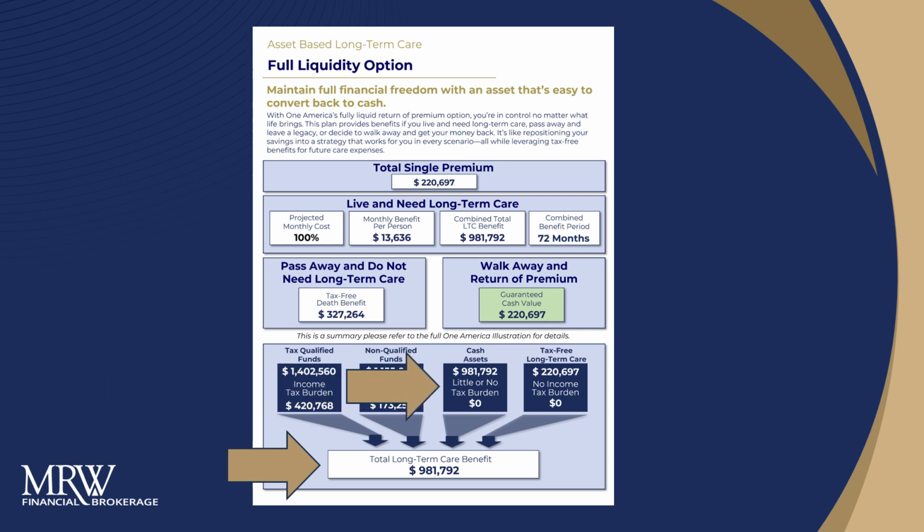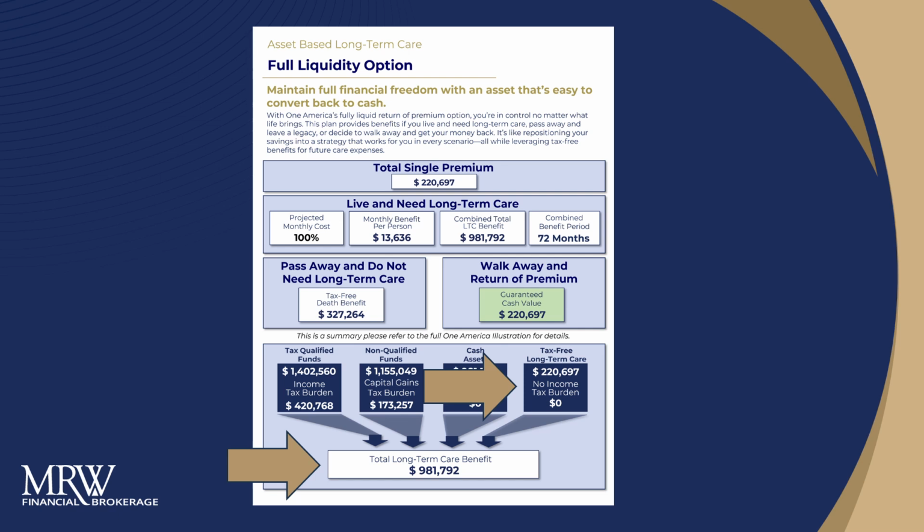We would have to grow that $220,000 that's inside our money market, our CD, our cash assets to $981,000 for it to pay out $981,792 and pay taxes along the way. What we're doing with this policy, while the money stays completely liquid, is we're taking that $220,697 and turning it into $981,792 for long-term care. Make sense?